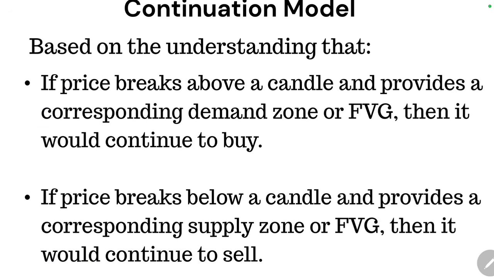So the continuation model is actually based on your understanding that if price breaks above a candle and provides a corresponding demand zone or FVG, that's the fair value gap, then it will continue to buy. And on the flip side, if price breaks below a candle and provides a corresponding supply zone or FVG, then it would continue to sell.